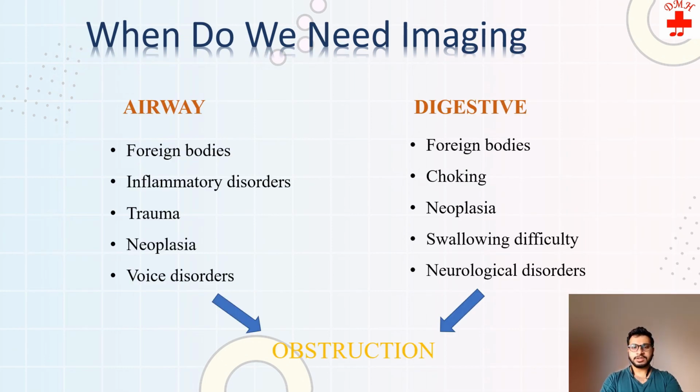When do we need imaging? So the most common symptom that we have is of obstruction. That obstruction can be in the airway or it can be in the digestive tract. In the airway, obstructive symptoms appear when there are foreign bodies, inflammatory disorders, in cases of cervical trauma, in cases of neoplasia, and in cases of voice disorders. In the digestive tract, obstructive symptoms can be seen in foreign bodies, in cases of choking, in neoplastic conditions, with a person with any swallowing difficulty, or a person with any neurological disorder.